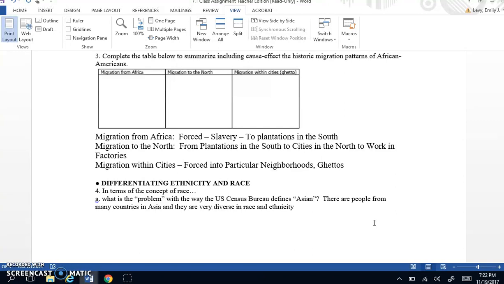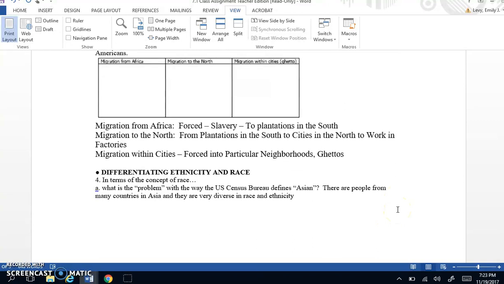So again, 3 main phases, 3 main scales: international from Africa to the United States, interregional from plantations or regions in the south to work in cities in the north, and then intra-regional would be within those cities in the north, forced into particular neighborhoods, ghettos, this concept called ghettoization.